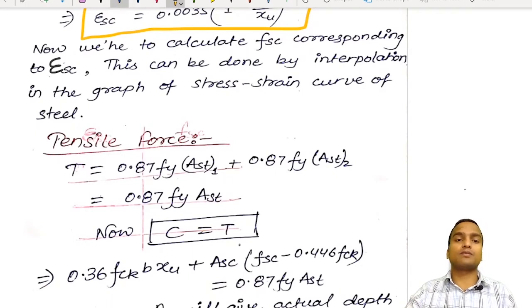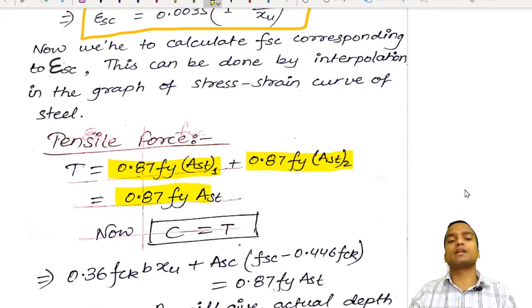Now what is the value of tensile force? It will be simply equal to T1 plus T2, and we can directly write the value of T1 equal to 0.87 Fy multiplied by Ast1, and the value of T2 will be equal to 0.87 Fy Ast2. And this we can add together to get the value of 0.87 Fy Ast. Here Ast is the area of steel reinforcement in tensile zone.